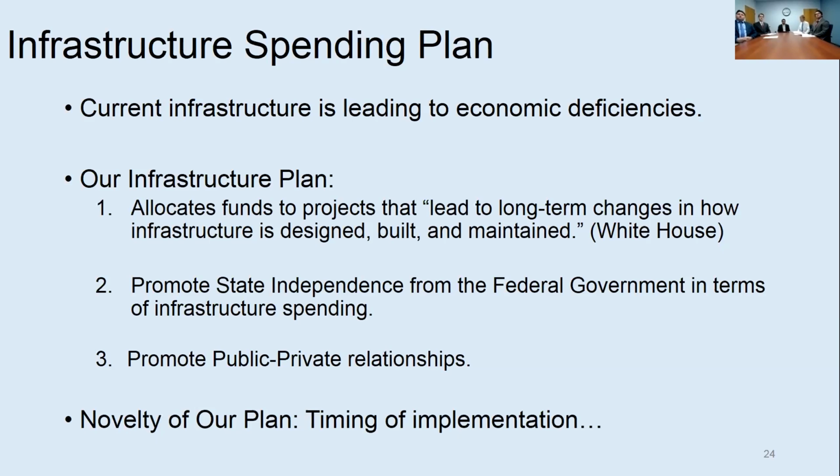Then we will promote state independence from the federal government in terms of infrastructure spending. In other words, states should be more informed on the type and size of infrastructure spending and where it should be allocated. Finally, we want to promote public-private relationships when the private sector can improve the outcomes of infrastructure spending. Although the real novelty of our plan is that this form of fiscal stimulus will be allocated at an optimal time that will not only improve the United States infrastructure, but also the fiscal sustainability of the United States.